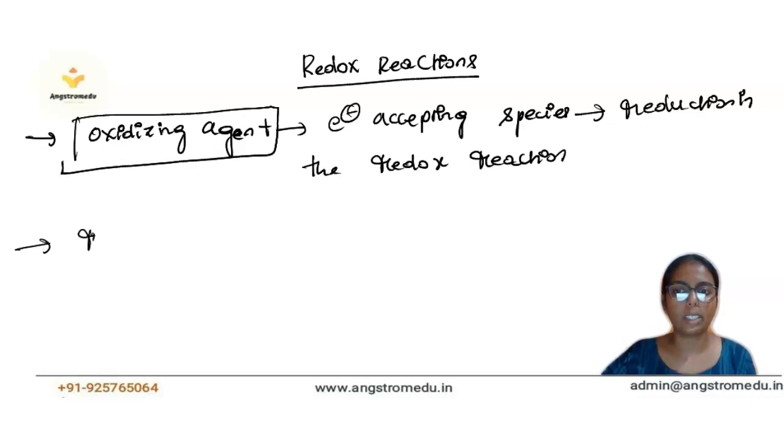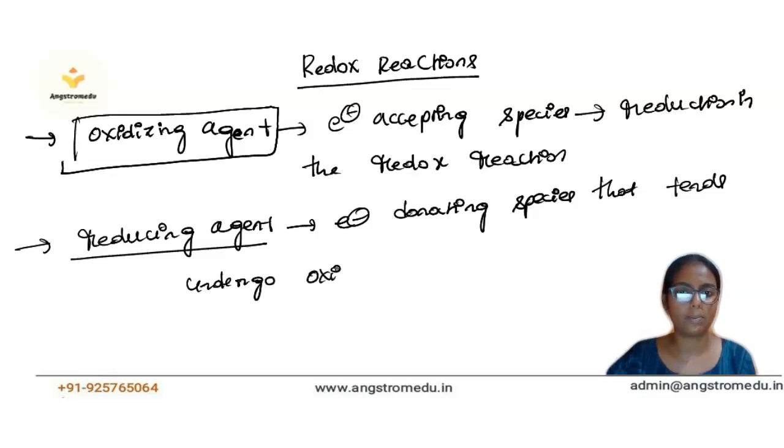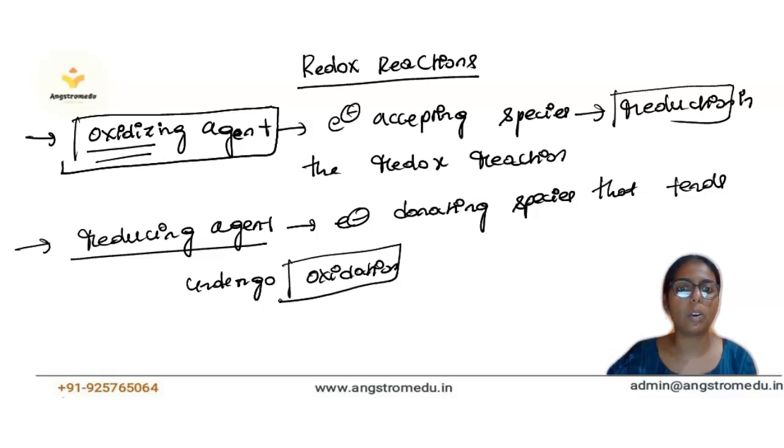Next one is the reducing agent. The reducing agent is defined as the electron donating species that tends to undergo oxidation. So the oxidizing agent itself undergoes reduction, and the reducing agent itself undergoes oxidation. The reducing agents are the electron donating species. It means that these are electron rich species.